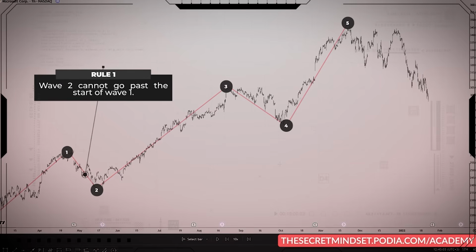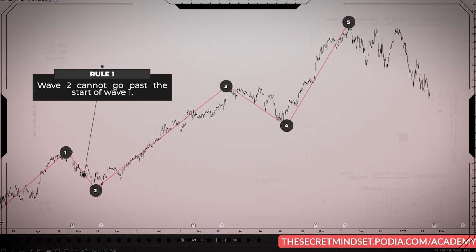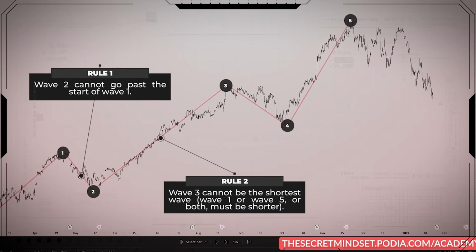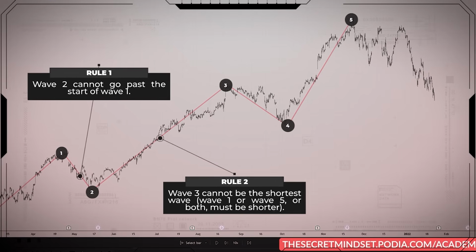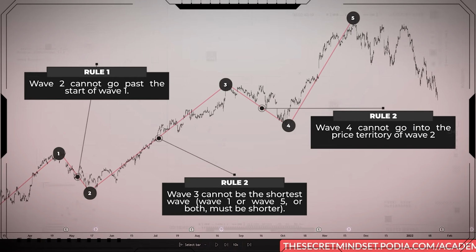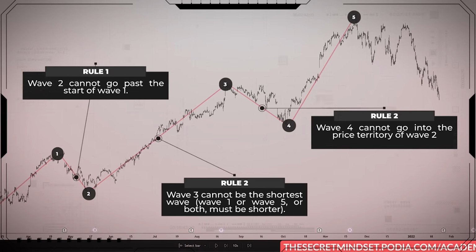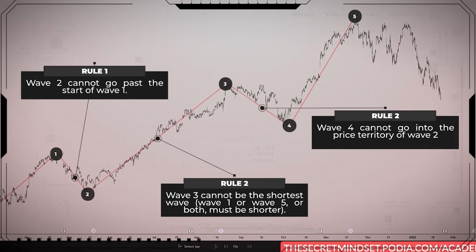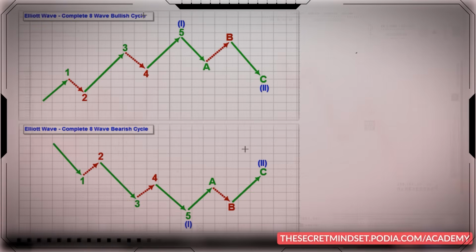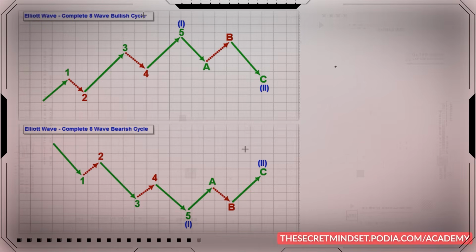Wave 2 cannot go past the start of wave 1. Wave 3 cannot be the shortest wave, so wave 1 or wave 5 or both must be shorter. And wave 4 cannot go into the price territory of wave 2, so waves 2 and 4 must have clear price separation.